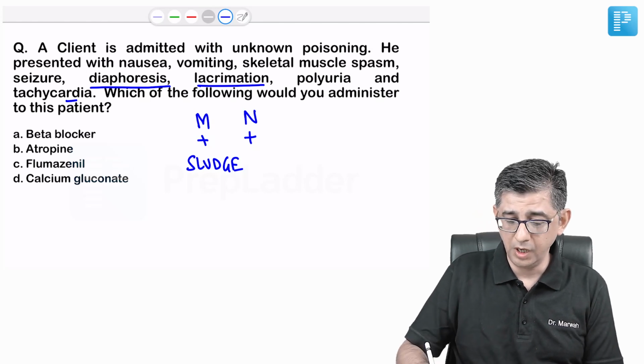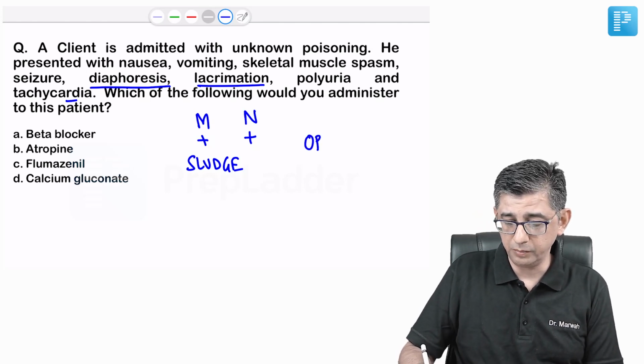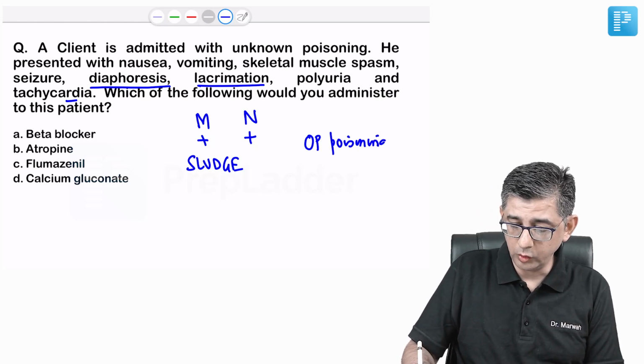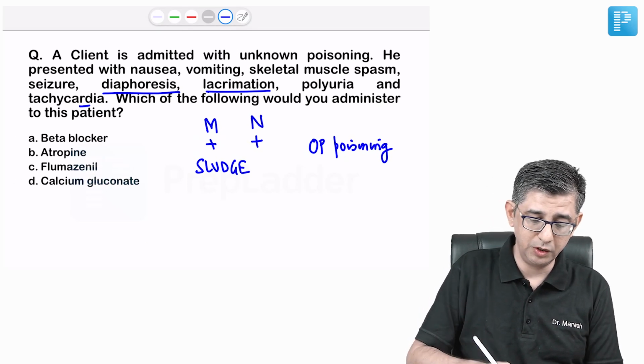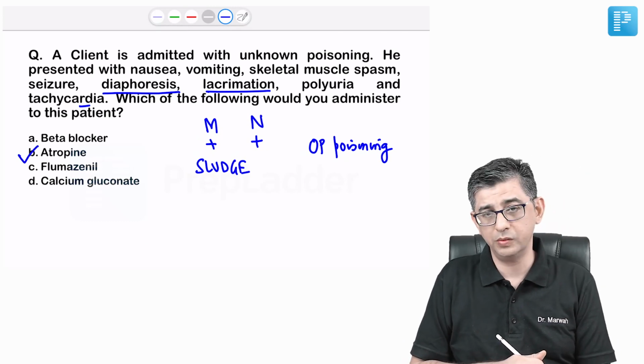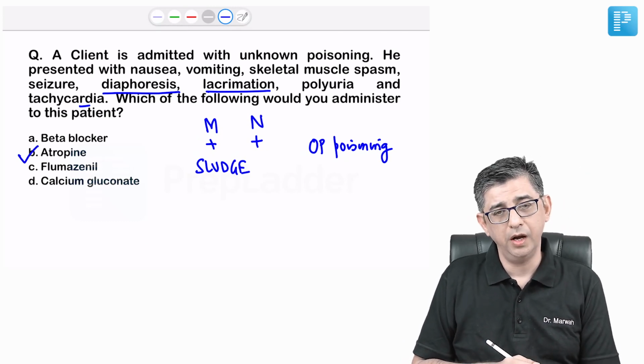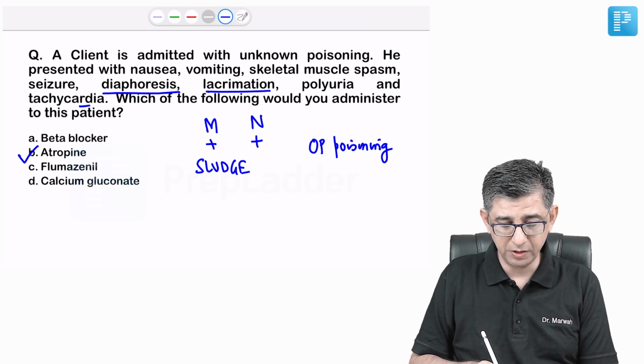So this is a case of organophosphorus poisoning, and in OP poisoning, the antidote primarily that we'll be using in this case would be atropine. The answer to this question would be option number B, and you just had to pick up the manifestations here.